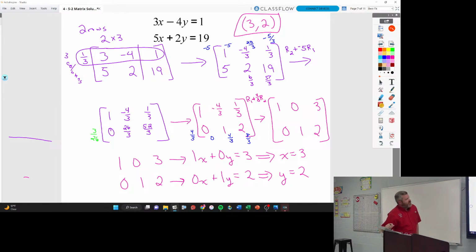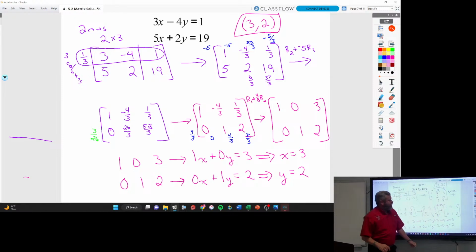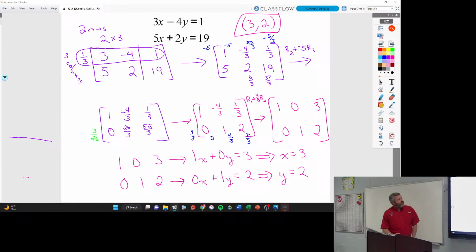And again, that solution is read directly from that column right there. The answer is 3, 2. Okay? And so that's just a simple 2 variables, 2 equations, solving that.